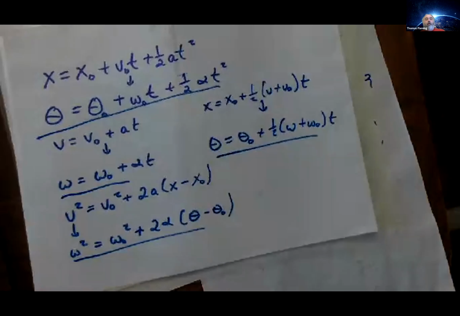Each of those 4 translational equations has a rotational equivalent, and you can solve kinematic problems in rotational coordinates just as easily as you could back in chapter 2 doing it in translational coordinates. It's literally the same process. So far, so good?